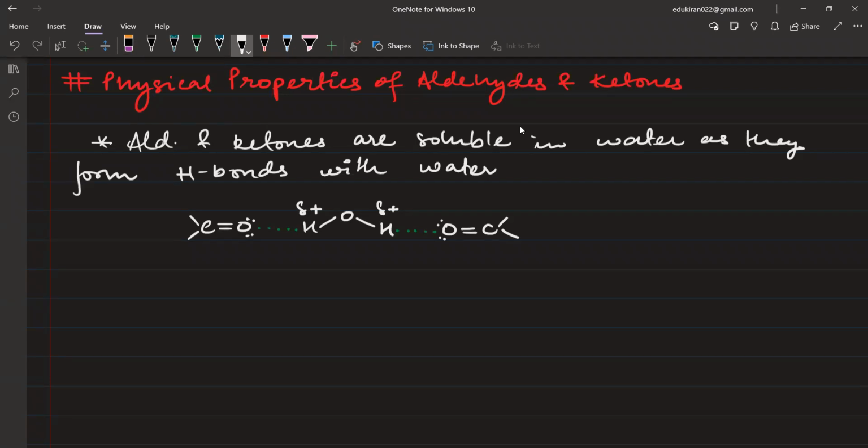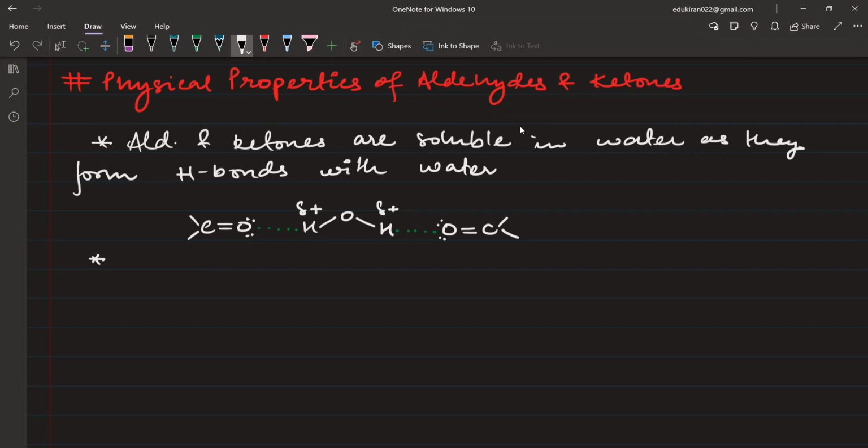So here also you can see water. Water has hydrogen bond, but aldehyde and ketone, on their own within themselves, do not have any hydrogen bond, but they form hydrogen bond with water. Now, the alkyl groups are non-polar. That is why these are unfavorable for the solubility. They are unfavorable for the solubility.